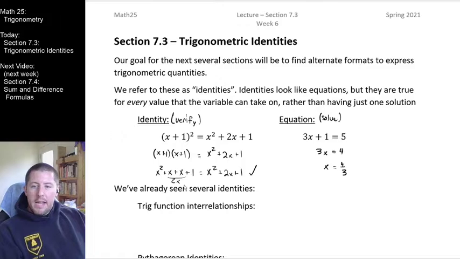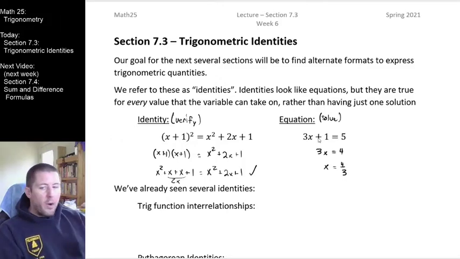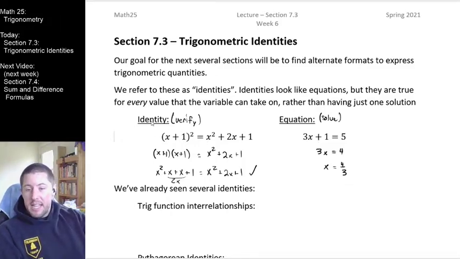So recognize that identities look like equations, but the verb that we use associated with them is a little bit different. With equations, we have an unknown value, and in this case right here, there was only one solution to the equation. Equations can have lots and lots of solutions, but you don't become a special case of an equation, which is an identity, unless literally every single value of x or of theta or whatever our variable is will always make the equation true no matter what, right?